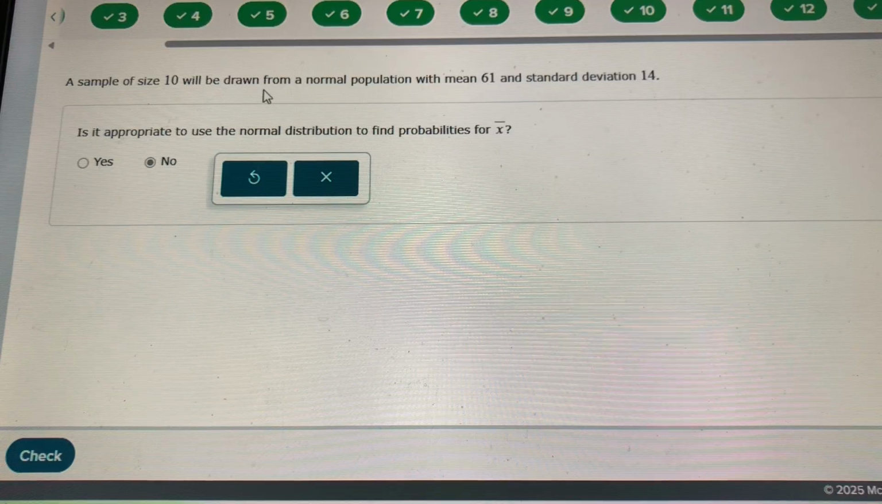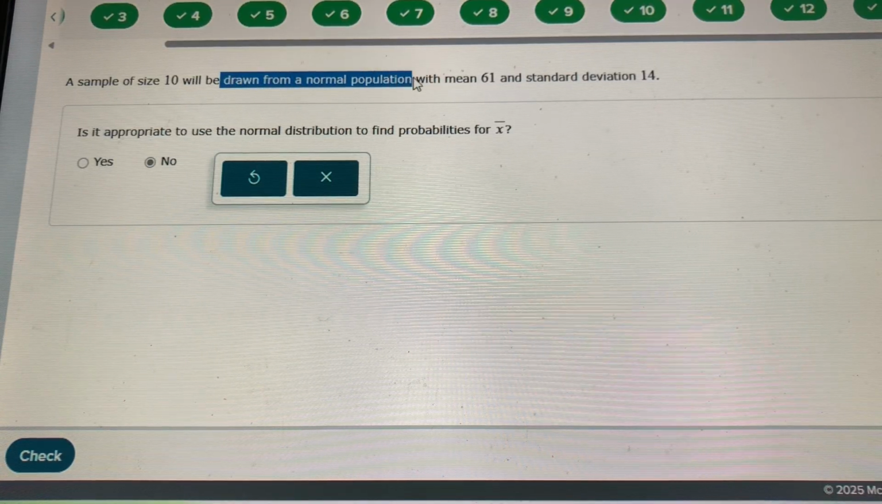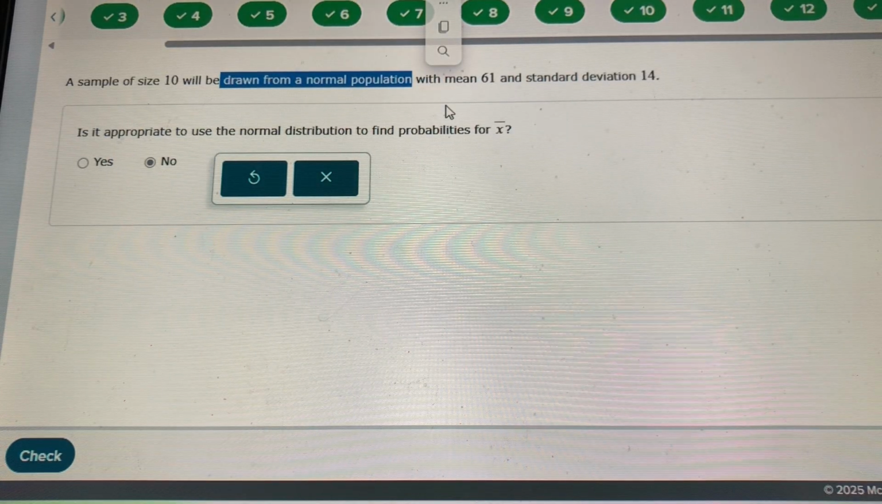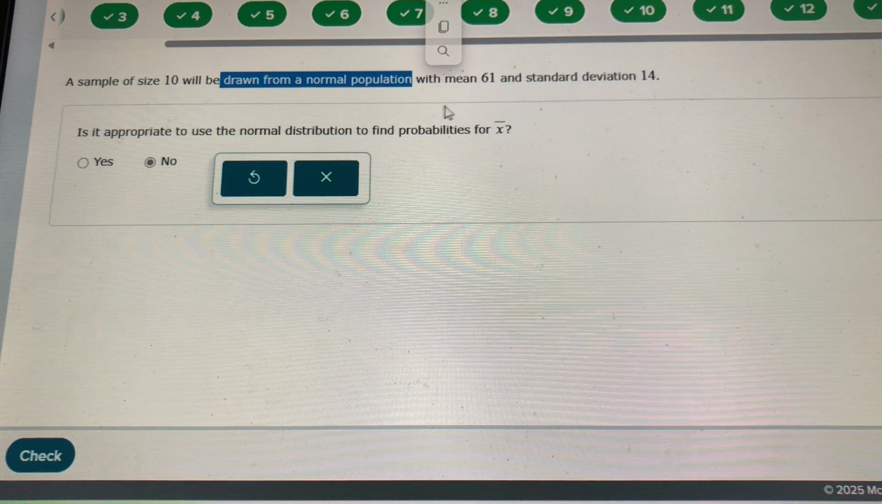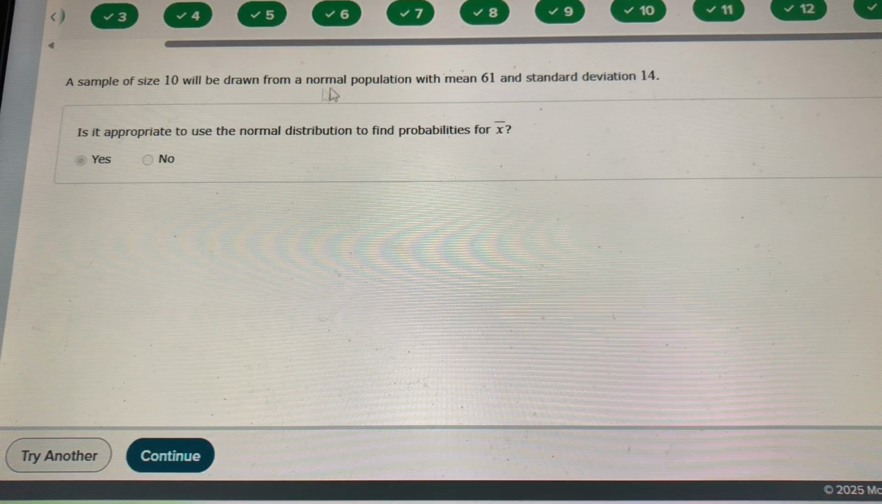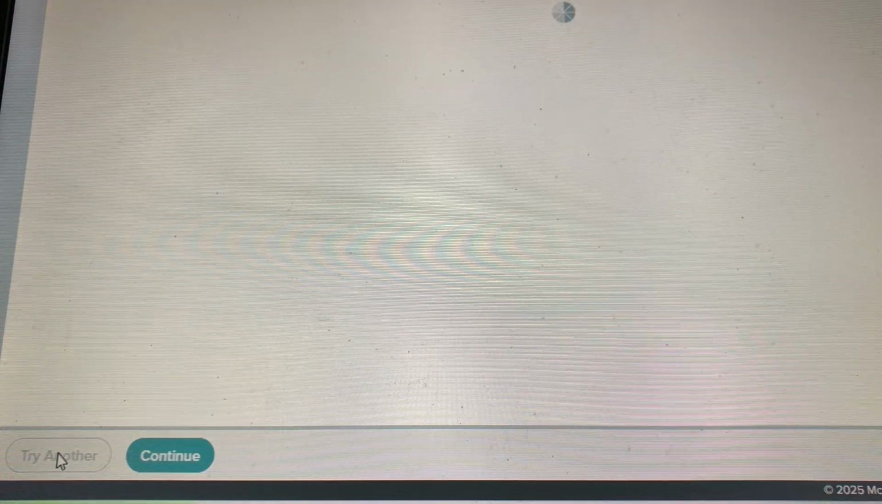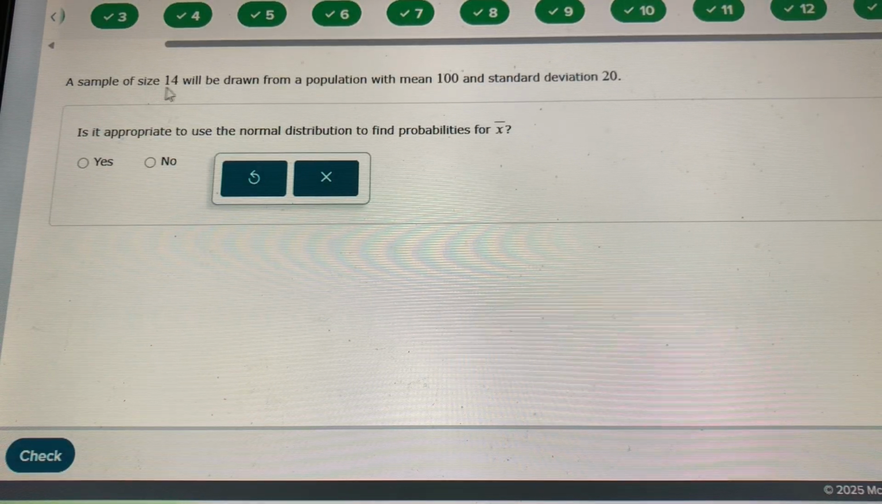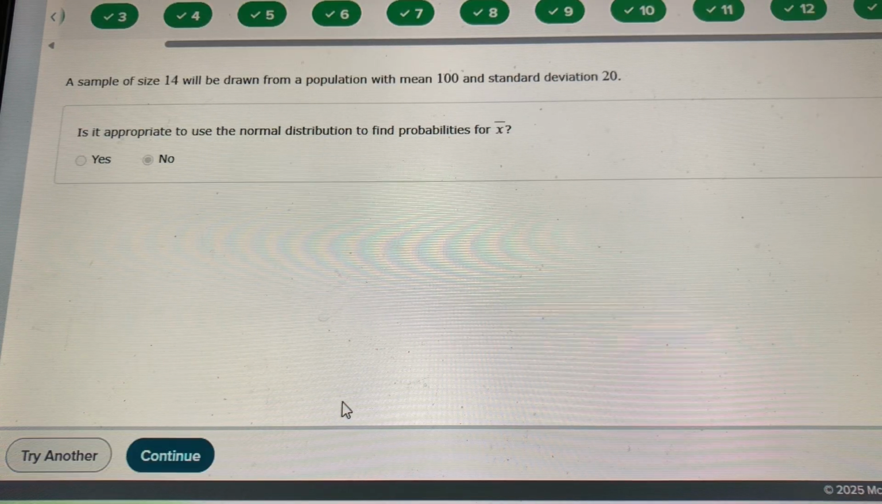Oh, no, wait a minute. See, it does say it. Drawn from a normal population. See, a sample of 10 would have been bad if they just didn't even mention if it was normal or not. But because it's normal, then any sample size works. But if they just said from a population with a sample of 10, then that would not have been good enough. Here's a sample of 14 drawn from a population. It doesn't say normal population. So that's not good enough. It's not at least 30.